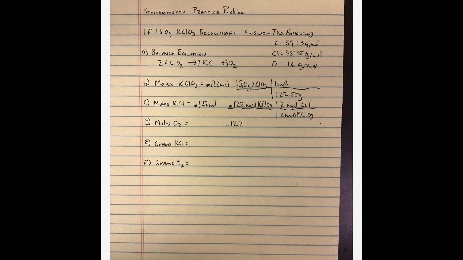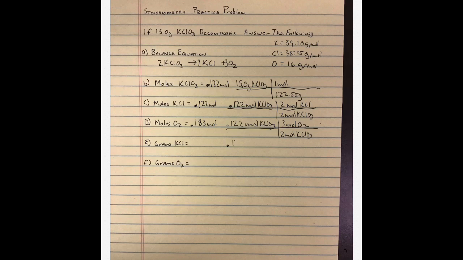Then for the O2, we take our 0.122 moles of KClO3 that we started with, and the coefficient ratio for KClO3 to O2 is 2 moles of KClO3, and then 3 moles of oxygen. And again, those are found in the balanced equation. And so we take the 0.122 times 3 divided by 2 is 0.183 moles.